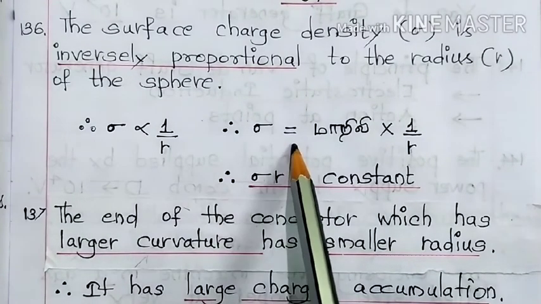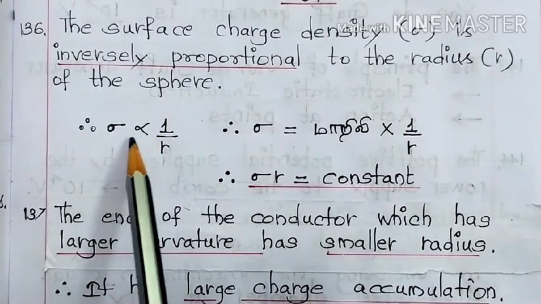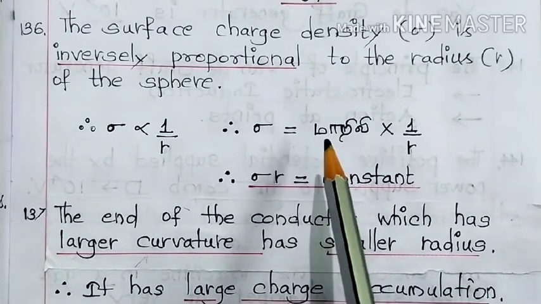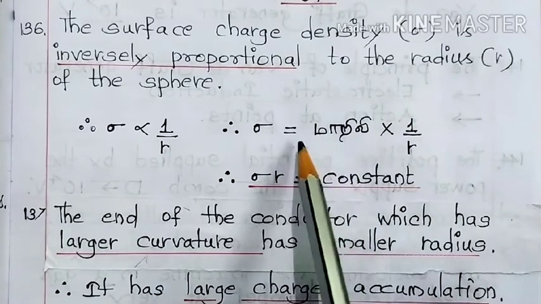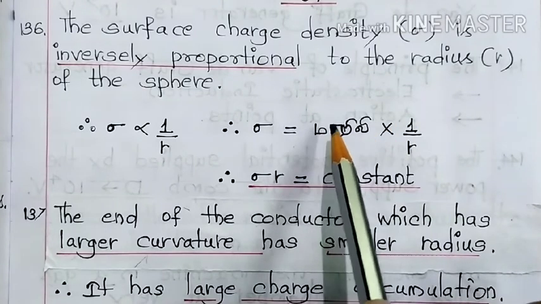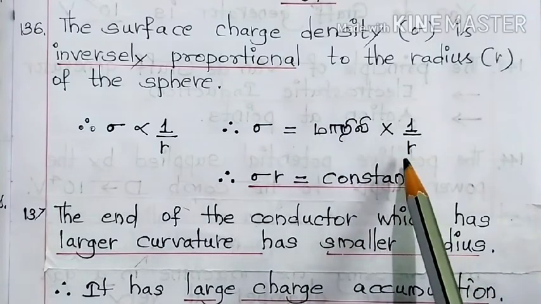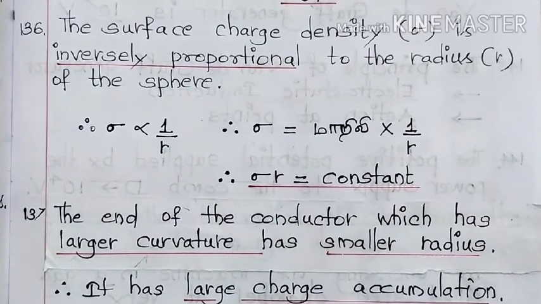Therefore, sigma is equal to, here I have removed this proportionality symbol. So, I need to put an equals sign and insert a constant. Here by mistake it is written in Tamil as Marili. You correct it as constant. So sigma is equal to constant into 1 by r. So in the next step, this r comes to this side. Therefore sigma r is equal to constant.